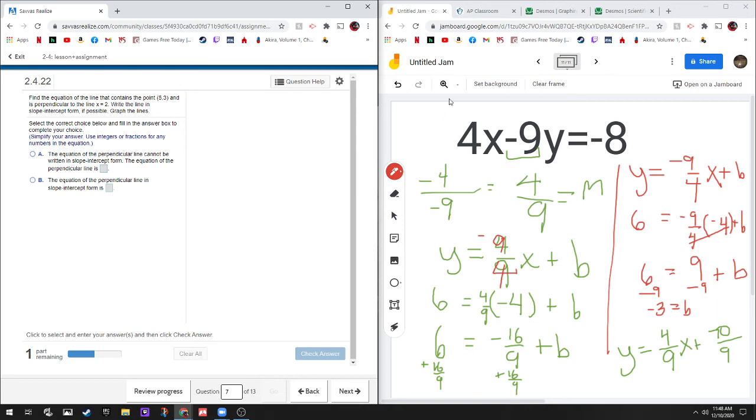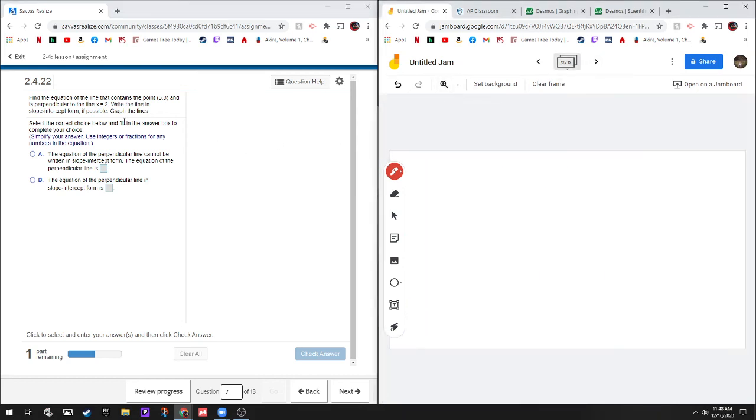Okay, let's see what this one says. Find the equation of the line that contains the point 5, 3 and is perpendicular to the line x equals 2. Write the line in slope-intercept form. So remember, x equals 2. Think about it. Which way does that go? Does it go straight up and down? Does it go sideways? It goes straight up and down. What would a perpendicular line to that look like? Sideways.